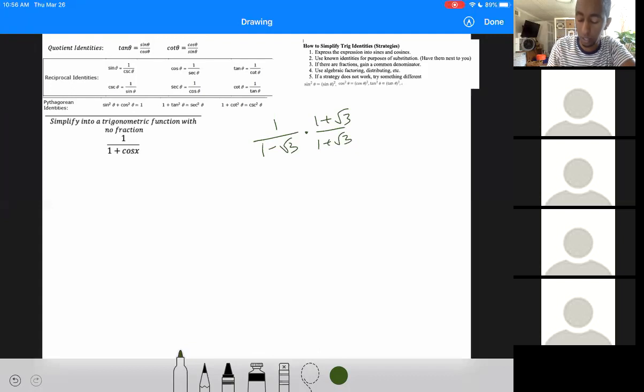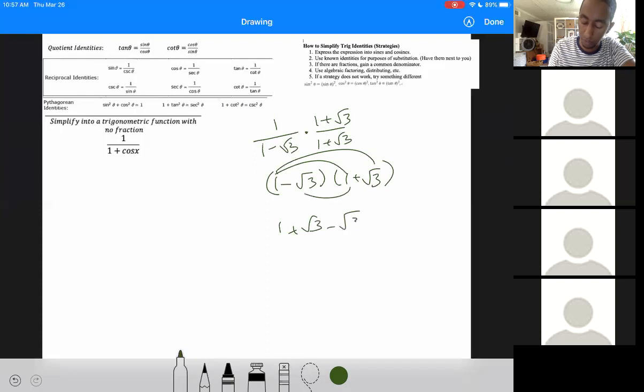It's a conjugate. So you're just changing this to a plus, okay? Because what happens is it becomes like a difference of squares. When you FOIL it, and you don't have to write it down, this becomes 1 plus square root of 3 minus square root of 3, and then minus the square root of 3 times the square root of 3, which is 3. These cross out, and it's just 1 minus 3, which is negative 2, right? That's that conjugate.